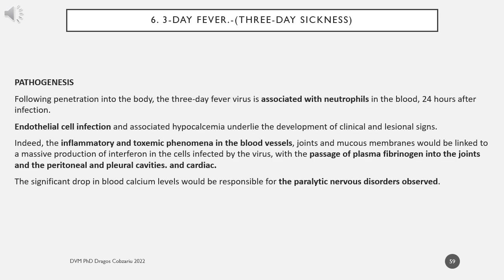Pathogenesis. Following penetration into the body, the 3-day fever virus is associated with neutrophils in the blood, 24 hours after infection. Endothelial cell infection and associated hypocalcemia underlie the development of clinical and lesional signs. Indeed, the inflammatory and toxemic phenomena in the blood vessels, joints and mucous membranes would be linked to a massive production of interferon in the cells infected by the virus, with the passage of plasma fibrinogen into the joints and the peritoneal and pleural cavities. And cardiac. The significant drop in blood calcium levels would be responsible for the paralytic nervous disorders observed.